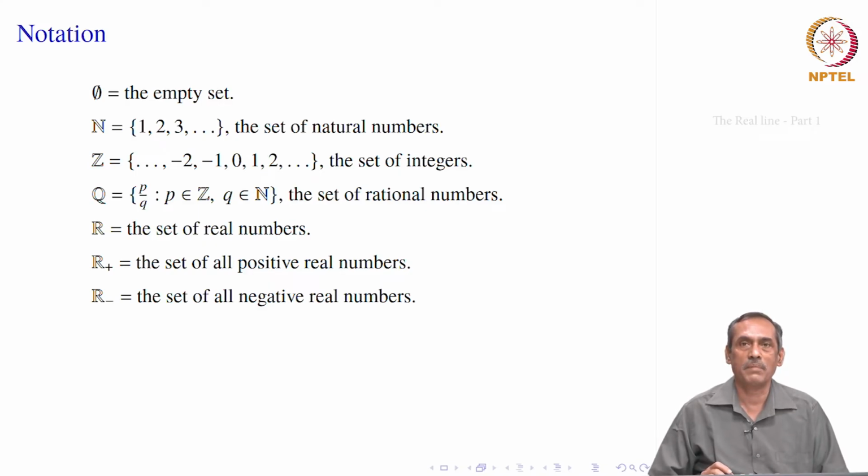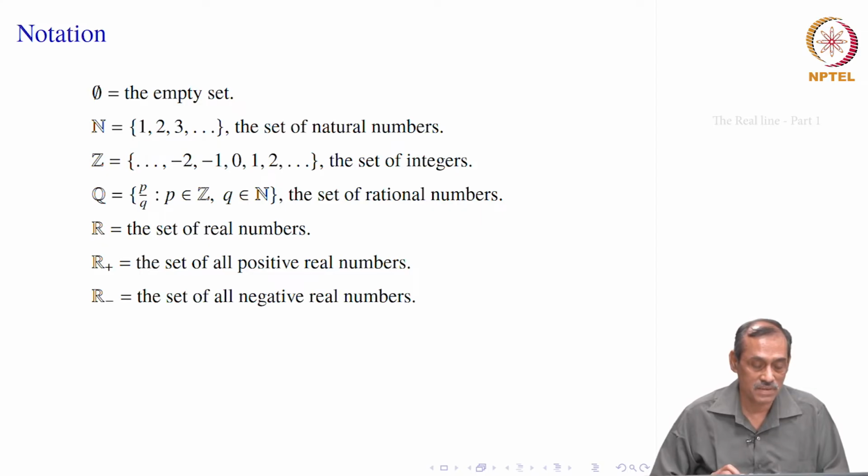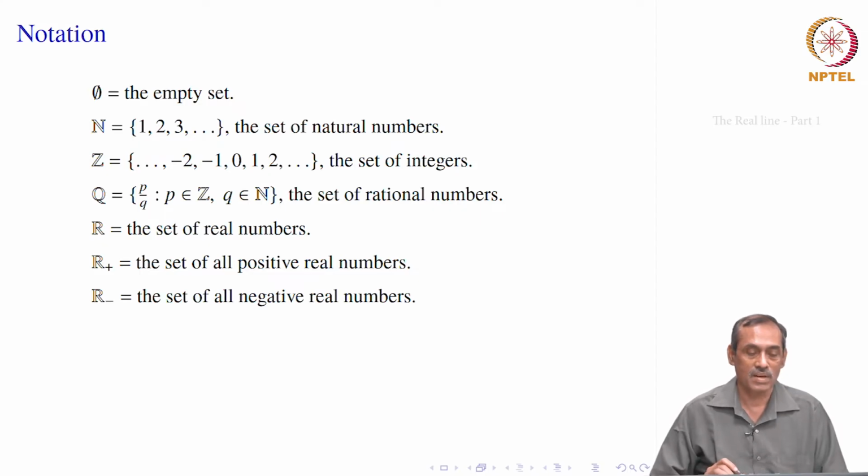So, the first is the empty set, which we write just like it looks like a Greek letter phi, but it is not exactly phi. We will call it the empty set, and then the set of natural numbers, which we will write in the blackboard font N, which consists of numbers 1, 2, 3 and so on. Then we have the set of integers, which is Z, which includes the set of all natural numbers, and along with that we have some more numbers, which are the minus of all those natural numbers and 0.